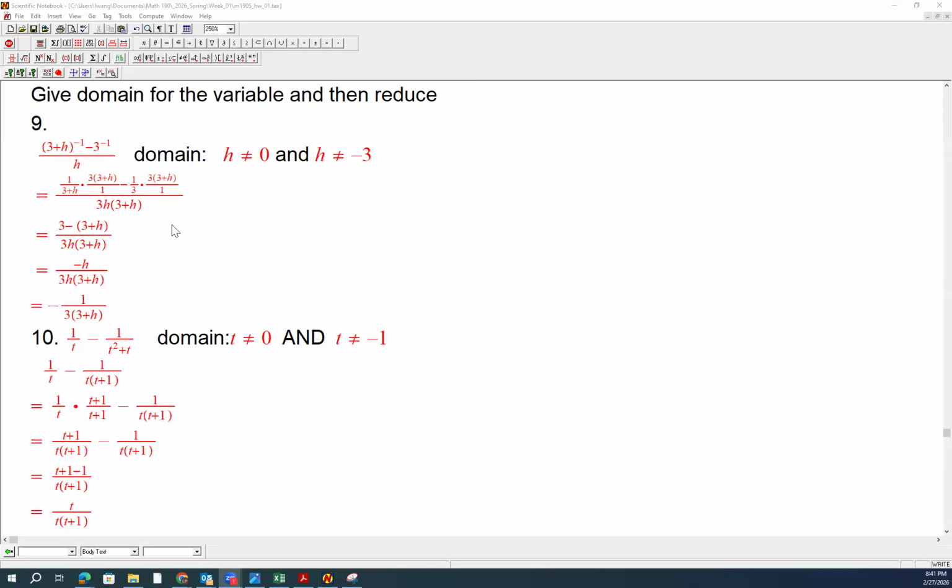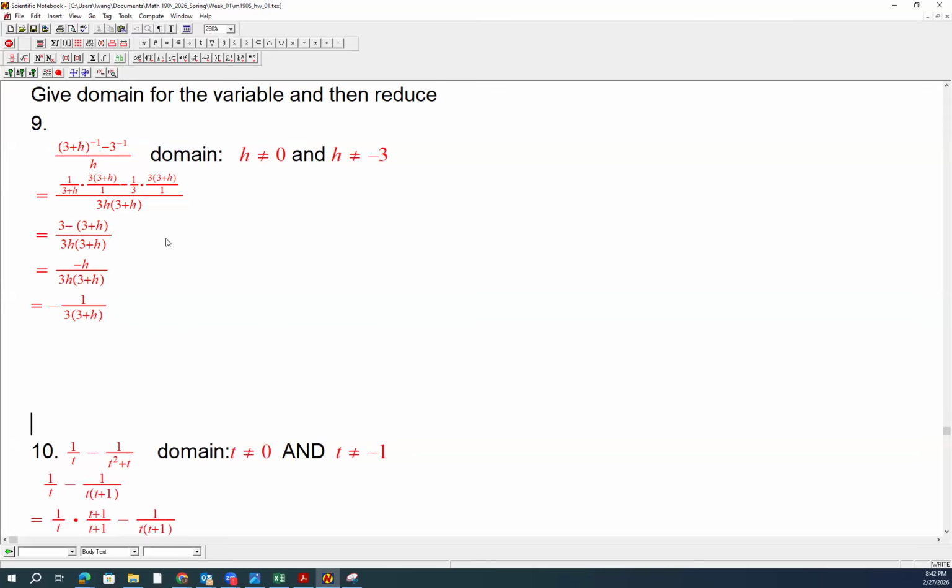Last part in this series is give the domain for the variables and then reduce. Okay, so the first question we have here, we have h in the denominator, 3 plus h to the power of -1 and 3 to the power of -1. Okay, so here I'm going to put something on the scratch paper just in case.